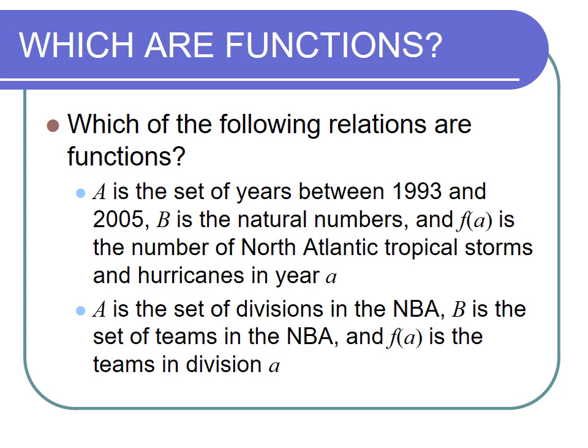Go to the next one. If A is the set of divisions in the NBA and B is the set of teams, f of a is the teams in division a. So you input a division and you output the teams in the division. Let's think about this for a minute. A division can have multiple teams, so if you input one division you can output several teams, which means this is not a function, right? If you have one input giving you multiple outputs, that would not be defined as a function.